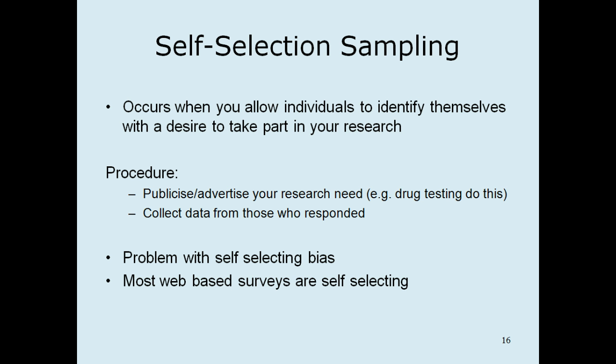Self-selection sampling. Now, this is used quite a lot. It occurs when an individual identifies themselves as a person who wants to, or a company who wants to take part in the research. Now, I've used this myself. So I did my research by action research, and remember that action research is where you actually go and work in a company. You record your decisions. You record the decisions of people around you, your colleagues.